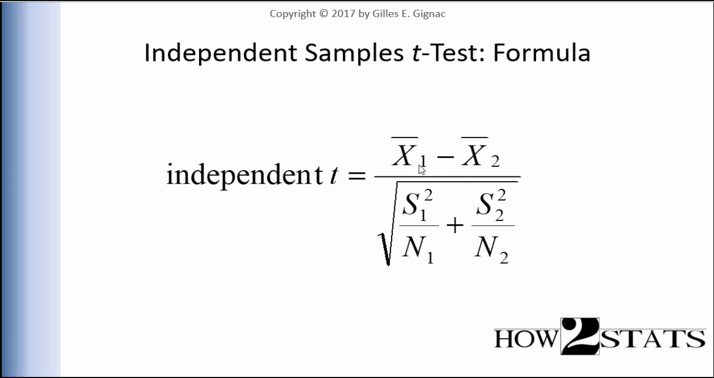We can see here at the top, you've got the mean 1 minus mean 2, and that's in the numerator. And then we've got a divisor here. In the denominator term is the standard error of the difference between two means, which is the variance 1 divided by n1 and variance 2 divided by n2. And that's summed together and square rooted.